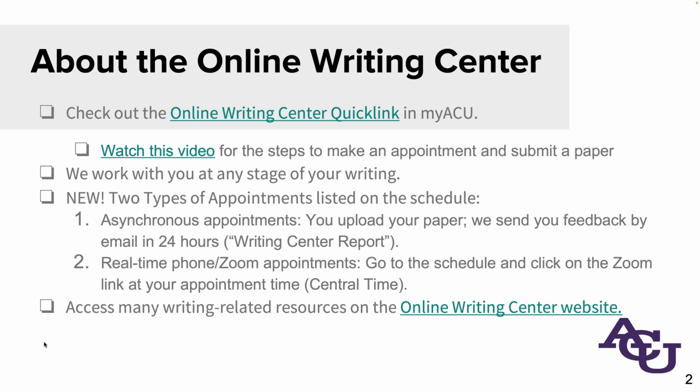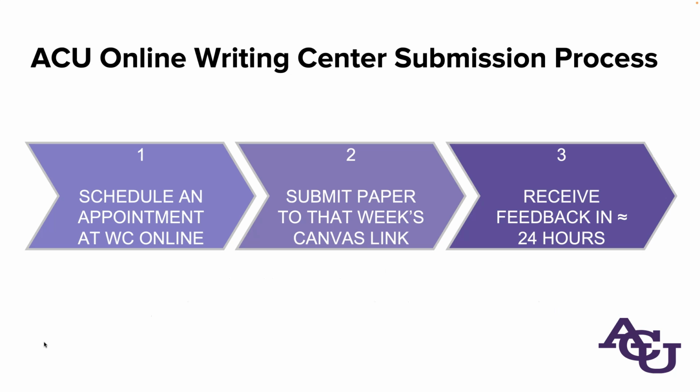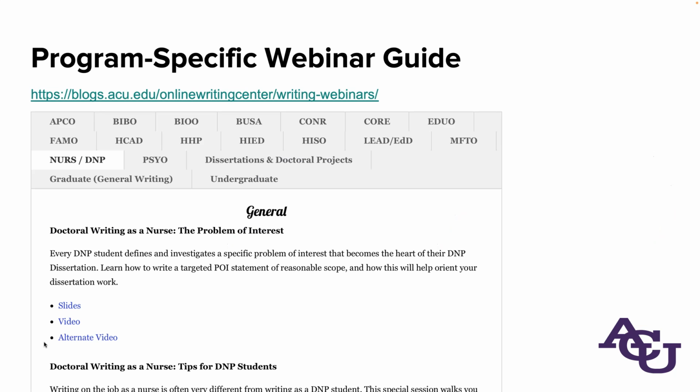The basic process, if you head to my.acu.edu, there's a resource link to the Online Writing Center, and you just follow the different instructions there, but you'll get to our scheduling system, WC Online, sign up for a time. By the time that slot rolls around, upload a copy of your paper. If you have it ready, and you're not going to be working on it before the appointment time, you can just upload it right away. Otherwise, if you have an update, you can just send that to us via email, and we'll look at it, and if it's an asynchronous appointment, you'll get feedback in normally less than 24 hours. If it's a real-time appointment, you'll get your feedback right away.